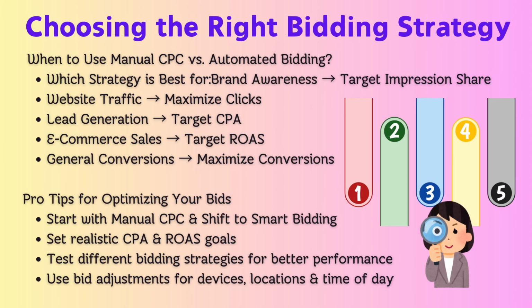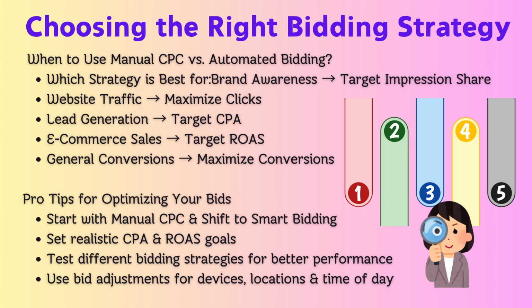Yes, it varies for every type of ad. And choosing the right bidding strategy is the most important thing you need to do. So when to choose manual CPC and when to choose automated bidding? Which strategy is best? For brand awareness, you can choose target impression share. For website traffic objective, you can choose maximize clicks. For lead generation objective, you can use target cost per acquisition. For e-commerce sales, you can do target return on ad spend. For general conversions, you can do maximize conversions.